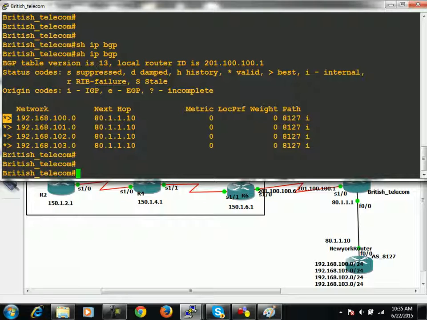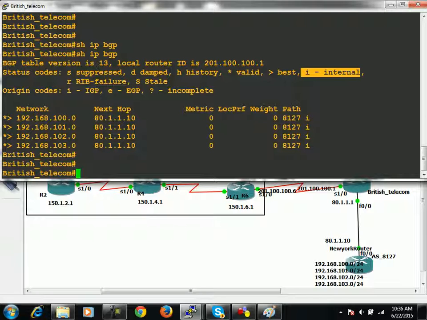So I hope that you people understand this. The meaning of these symbols, very well. Like what is the meaning of asterisk and what is the meaning of greater than. So asterisk means it is valid. Or you can also find over here the meaning of these characters. Like this is valid and this is best. And this I is what?